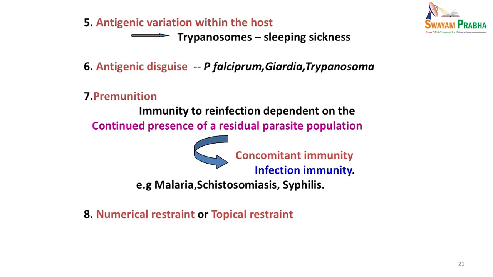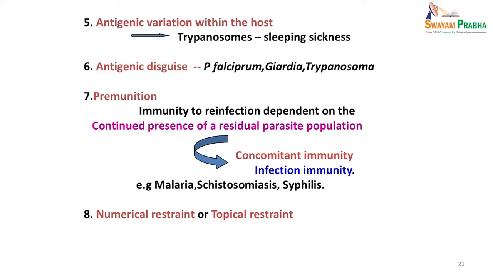Sometimes they have enough antigenic variation within the host cell that the host does not recognize it, because it starts looking similar to the host. Sometimes they also take a disguised form, and again the host cannot identify them.